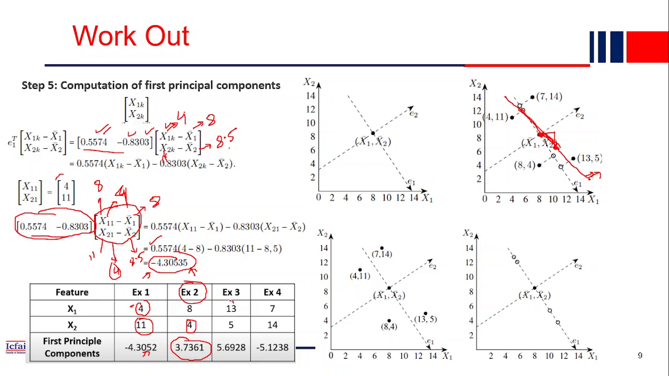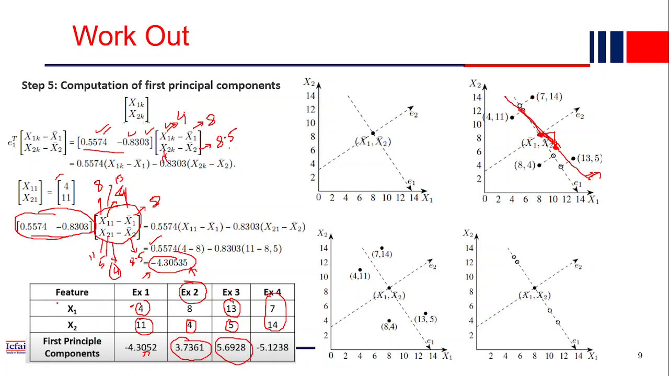Similarly, for the third point, you substitute the x value 13, so this value will be 13, and the bottom value will be 5. Again, the same calculation gives you this value. Similarly for the fourth point also.